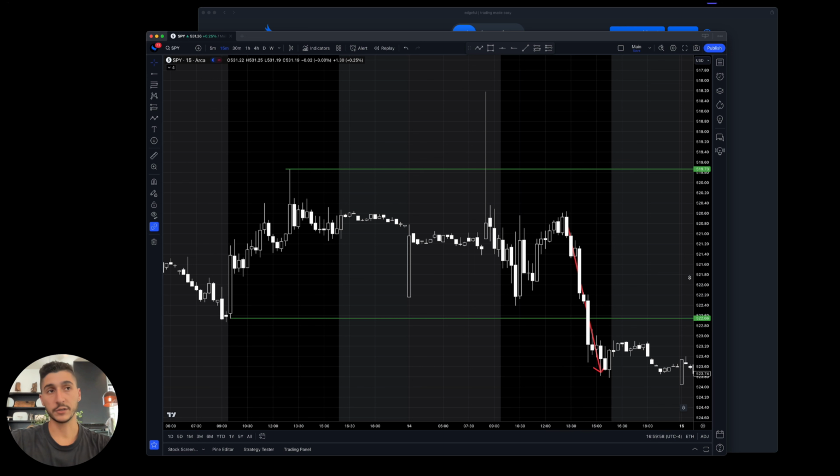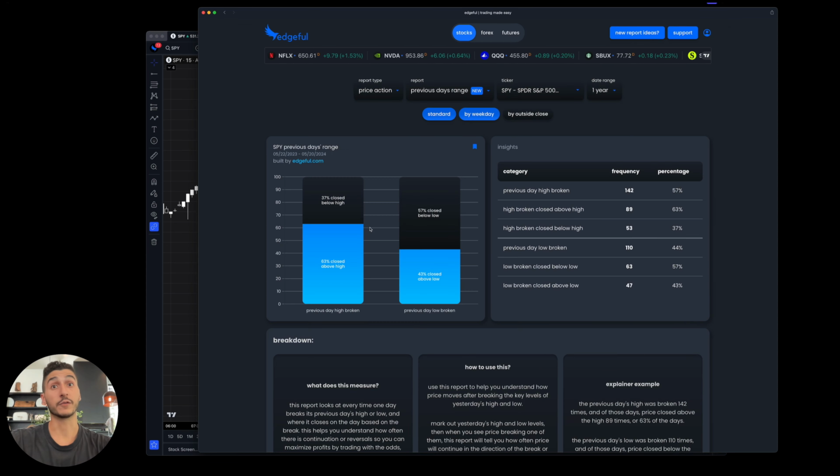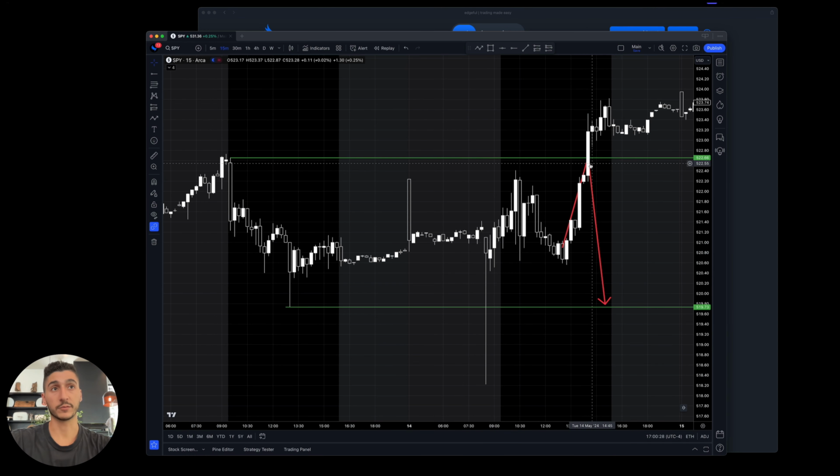So how do you use this in your trading? If price breaks that previous day's high or low, you want to expect continuation, or at least price to maintain in this area. If you're an options seller, an options buyer, a futures trader, or a forex trader as well, you can use this to not expect price to do this and come all the way back down, because for the most part, it's going to close above that high. So that's how you can use this report in your trading.